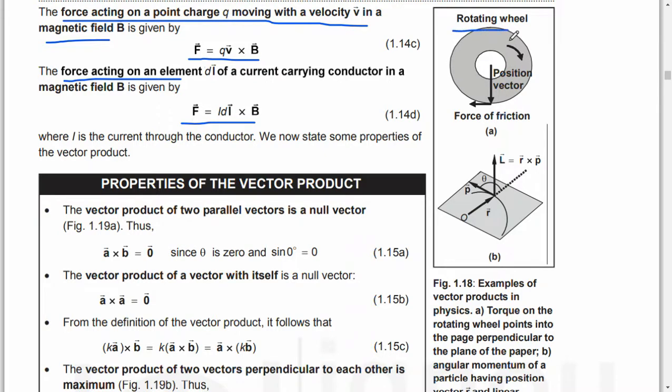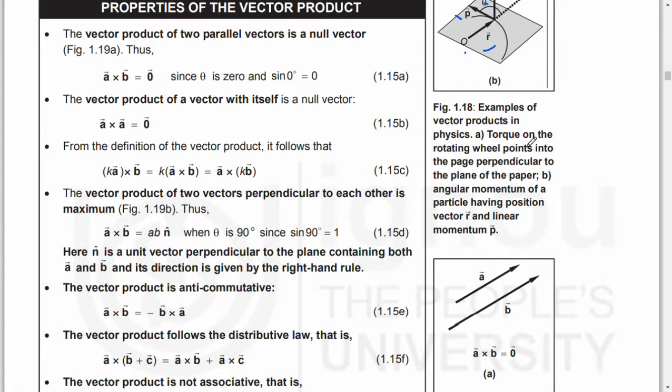Rotating wheel, position vector, force of friction F, O, v vector, r vector, theta, L vector equal to r cross p. Examples of vector products in physics: A. The torque on the rotating wheel points into the page, perpendicular to the plane of the paper. B. Angular momentum of a particle having position vector r and linear momentum p vector.